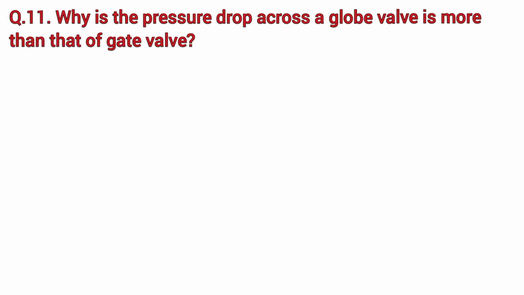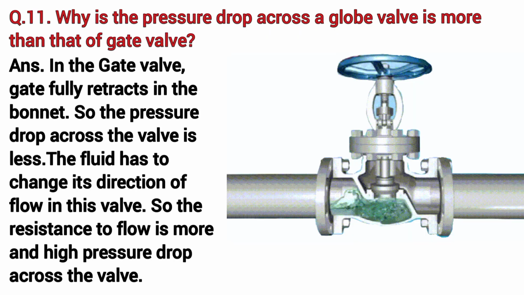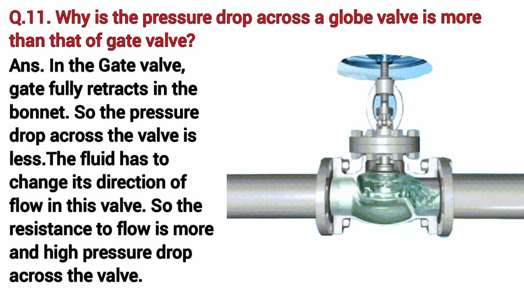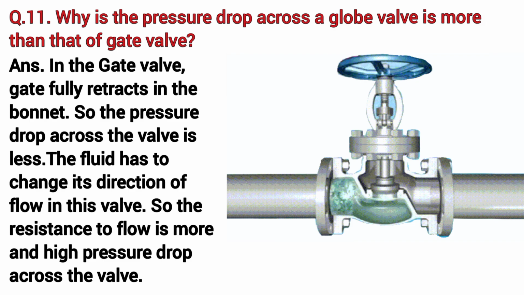Why is the pressure drop across a globe valve more than that of gate valve? In the gate valve, gate fully retracts in the bonnet, so the pressure drop across the valve is less.